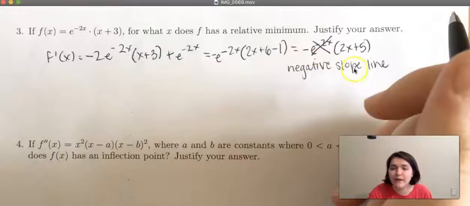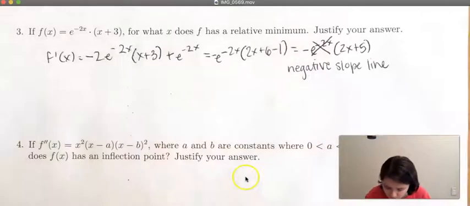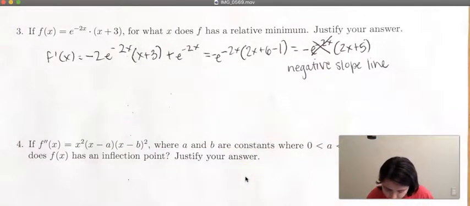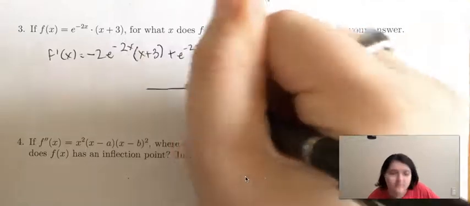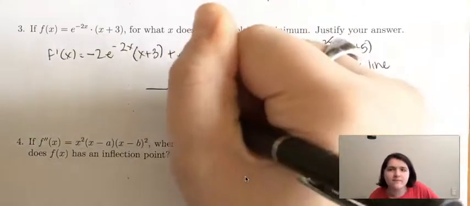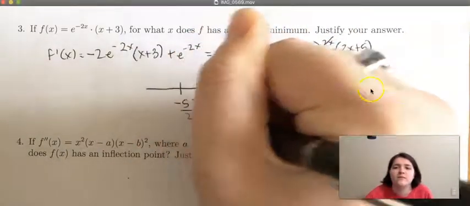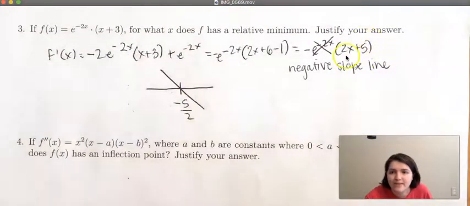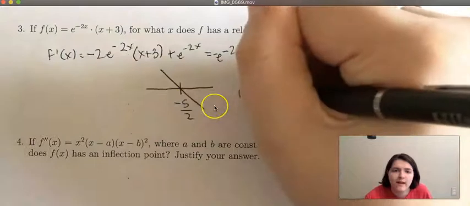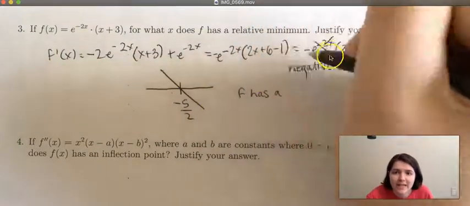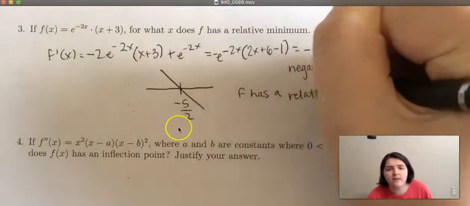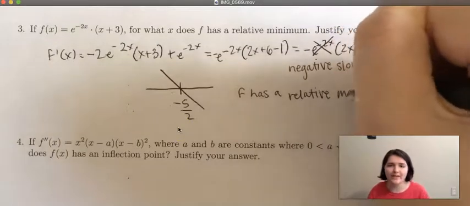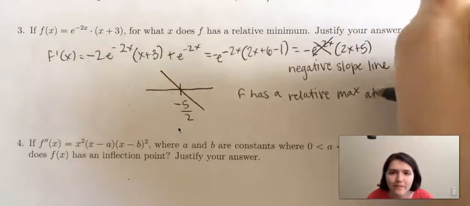And it's a slope line because the x is not being squared by anything. It's just 1x, so it's a slope line. So here we are. We have x is equal to negative 5/2 when we set this equal to 0. And it's a negative slope line because of the negative out in front here. And so then we know that f has a relative maximum.